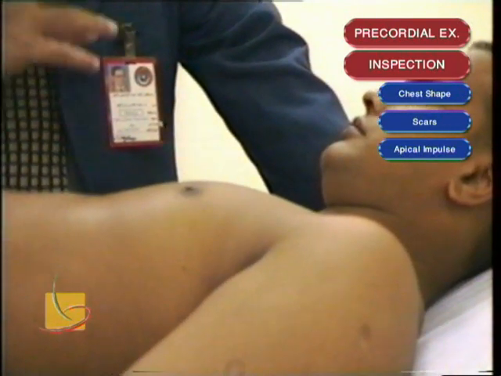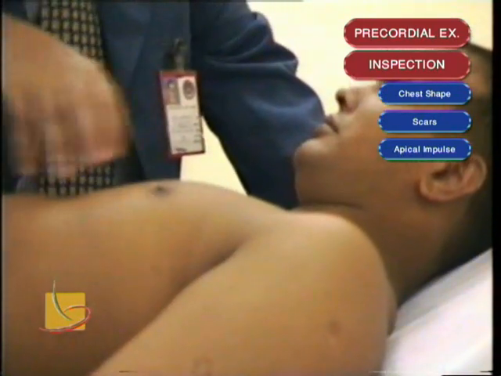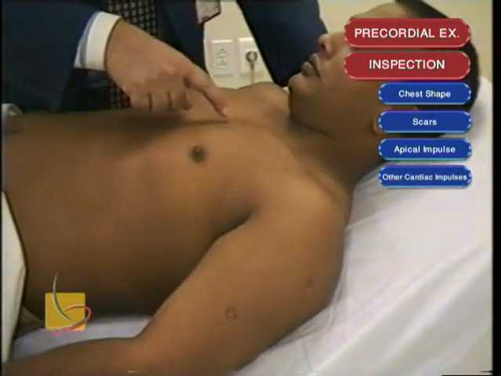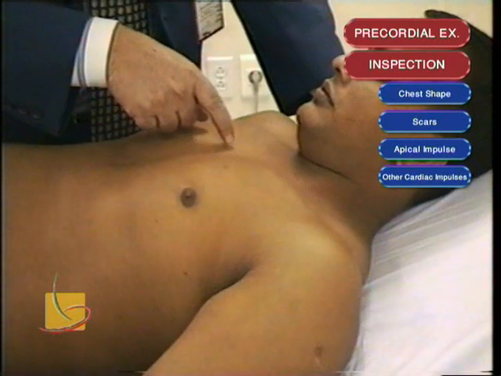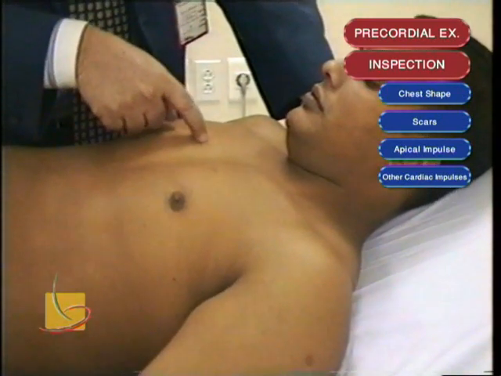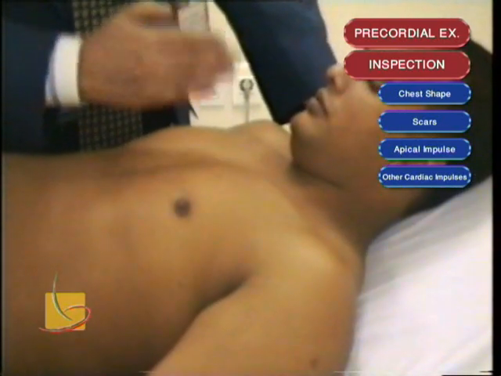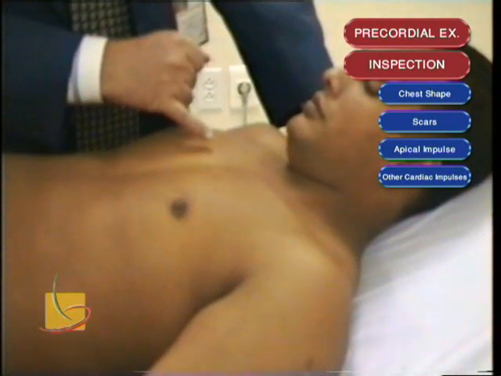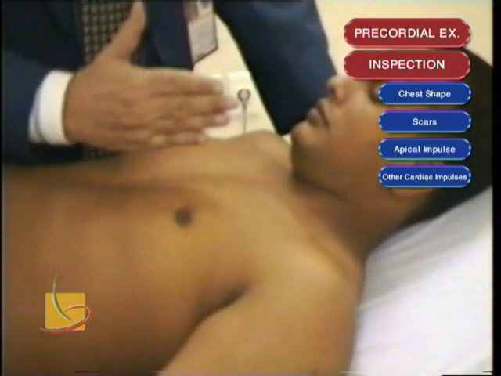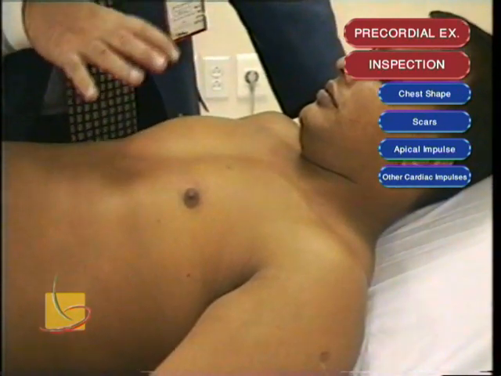After inspecting the apical impulse, we have to inspect other precordial areas for other pulsations: on the left sternal border, in the pulmonary artery area, and in the aortic area, just right to the sternal border in the second right intercostal space. And the pulmonary area is just left to the sternal border in the second left intercostal space.